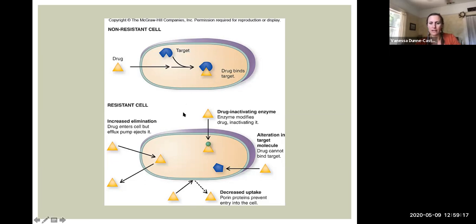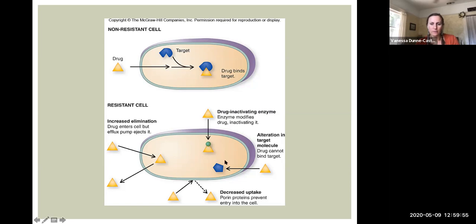So here with a resistant cell, there's a whole bunch of variations here that we can talk about. Here's an example of increased elimination. I didn't mention this in our last slide, but drugs that enter in could also be pumped back out again through these efflux pumps. And this does occur in some organisms that have these efflux pumps. Again, that would be from a gene that encodes for that transmembrane protein that can then be passed in the population. Drug inactivating enzymes, as mentioned, this would be like the beta-lactamase or other enzymes that can go and physically bind to and modify the drug so it no longer can target its actual drug target.